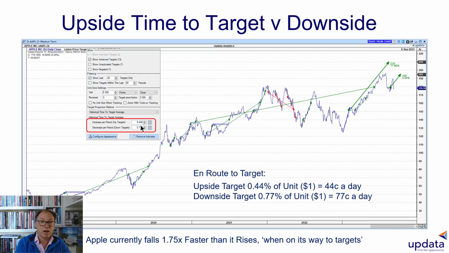So the average time to target is 44 cents per unit, and the downside is faster. It's 77 cents. So upside target is 44.44% of a unit. So that's 44 cents a day, and the downside target is faster, 77 cents a day. Now that's not the rate at which Apple moves. I must stress this. That is the rate at which Apple shares rise or fall when heading to the targets. That's the critical thing, when it's on its way to the targets.